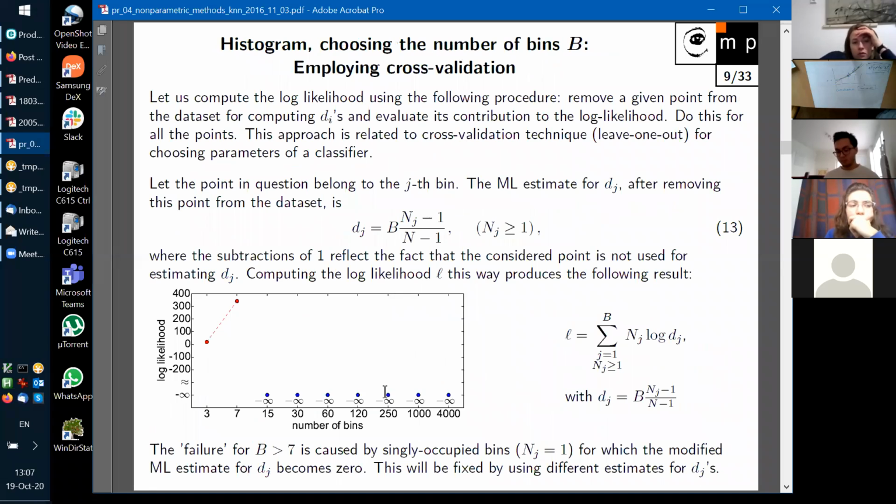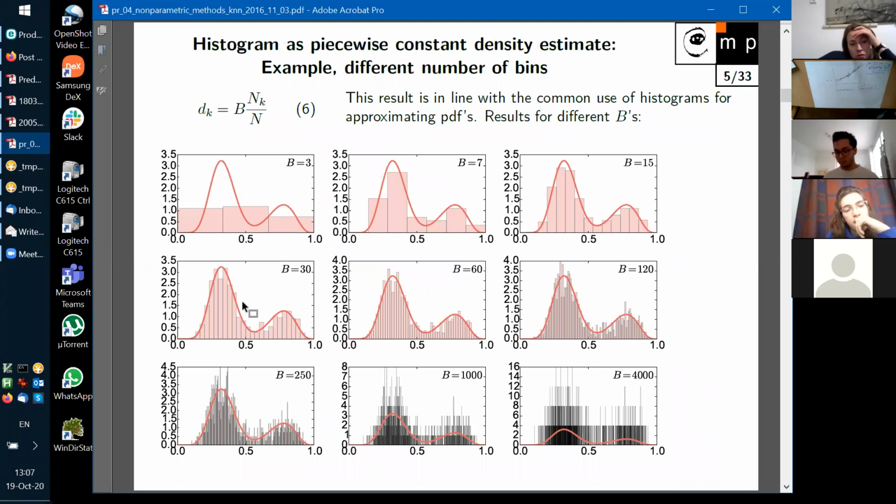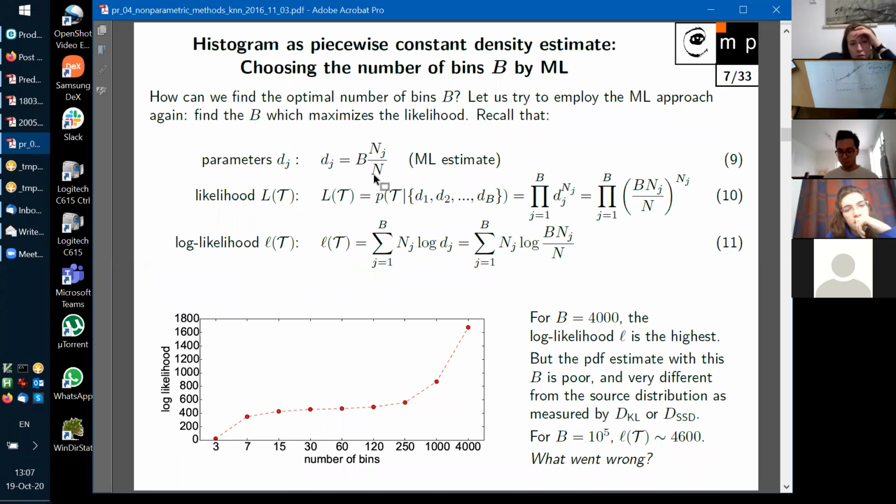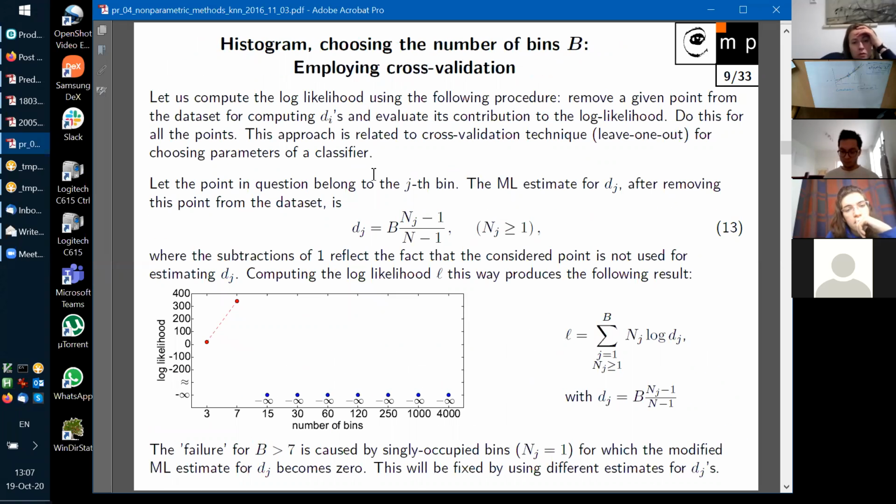This is explaining the cross-validation. We use the paper to do that. But here, the cross-validation ends up with 7. It gives us the result of 7 bins. That's not too bad, but it's not too good. Why did it stop at 7?